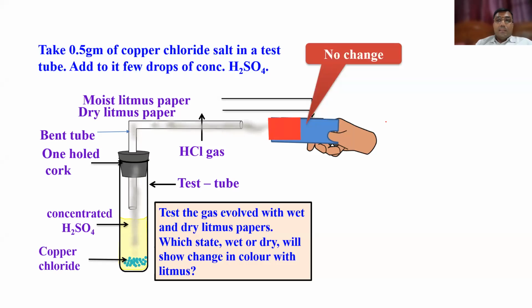Why? Moist means what? What is the meaning of moist? Water is there. So HCl reacts with water and it is turning litmus to red. Acidic. Yes, litmus to red. Very, very important.